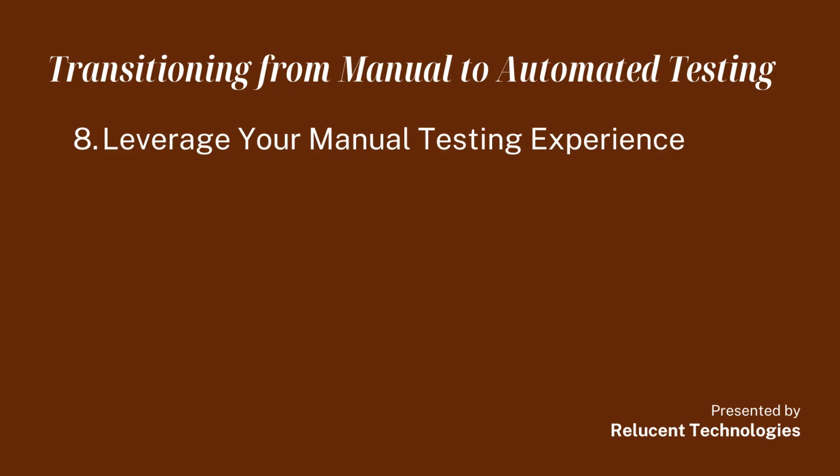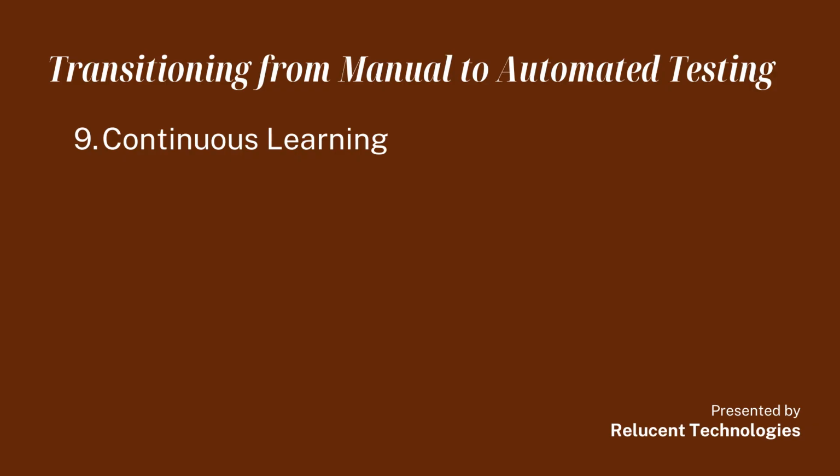Okay. And last but not the least, automation testing is an ever evolving field. So continuous learning is very important. Keep up with new tools, techniques, and best practices. Transition from manual to automation testing is a big step, but with the right approach, it's completely achievable. Start with the basics, practice regularly, and keep learning.